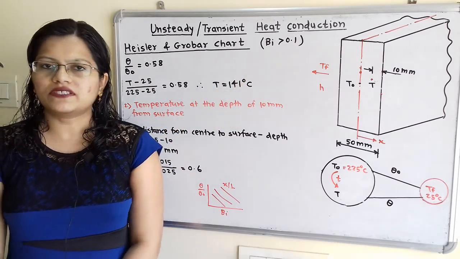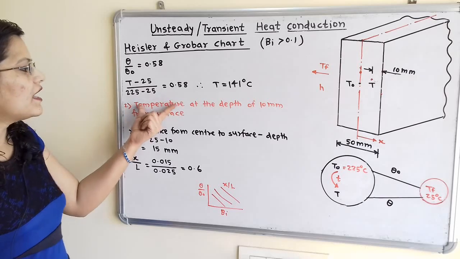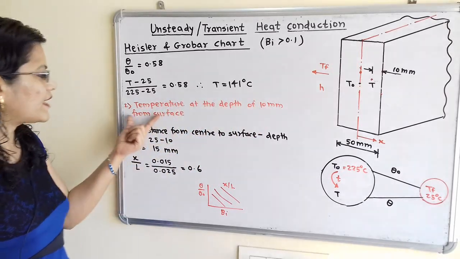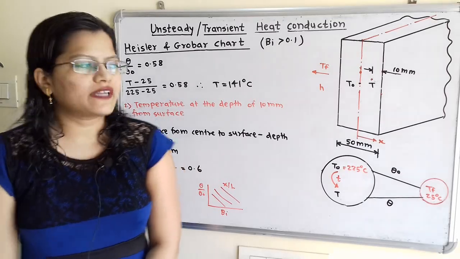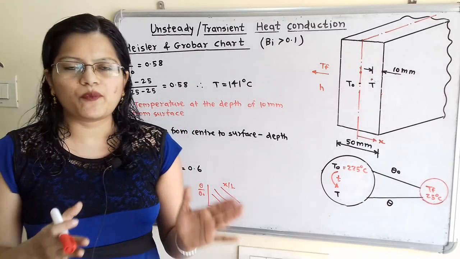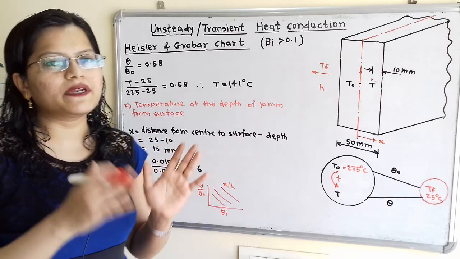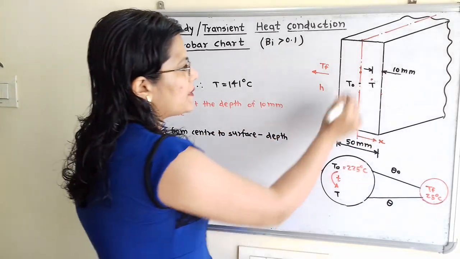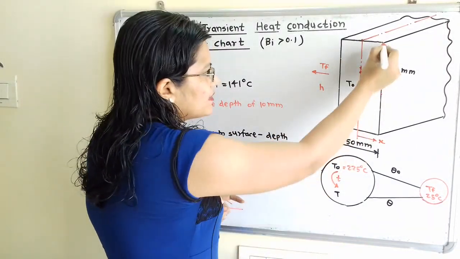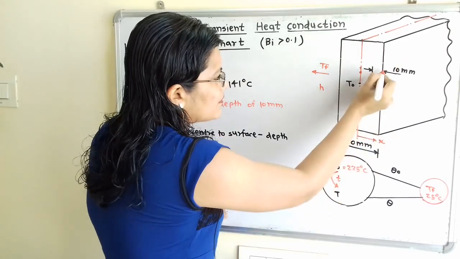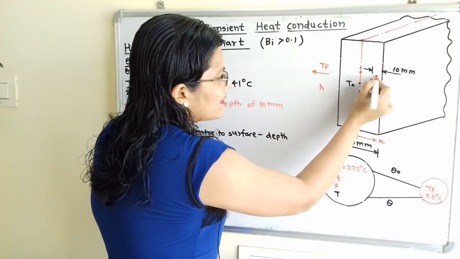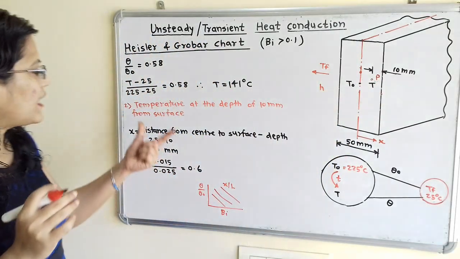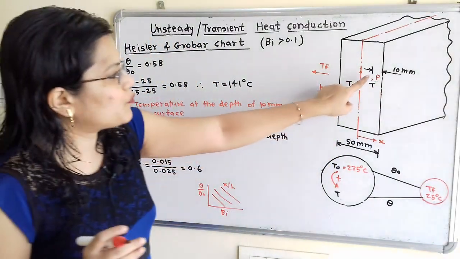Now we will move to the second question. The second question is the temperature at a depth of 10 millimeter from the surface. If we observe the diagram, we first have to select the point which is at 10 millimeter from the surface. For the plate, this is the center line and this is the surface. So from the surface, we take the depth of 10 millimeter. Here is the selected point, point P, and we have to find the temperature at this point P.